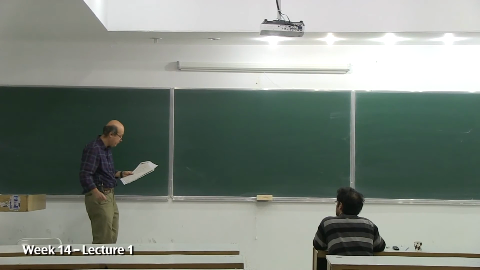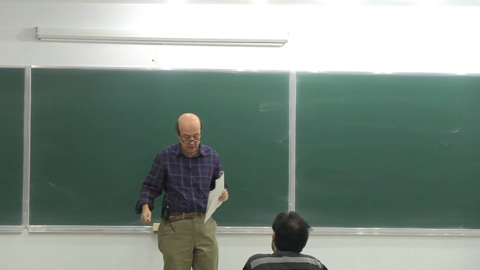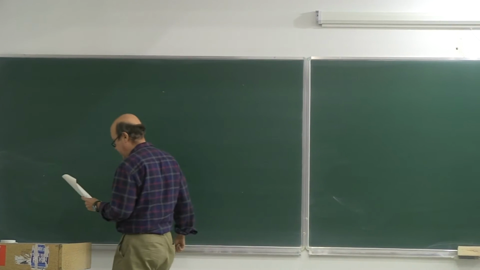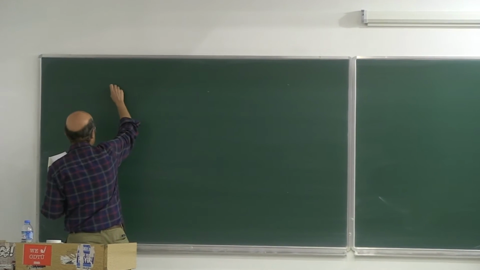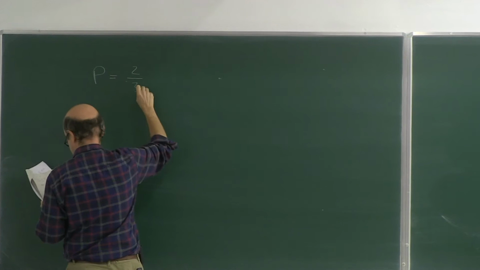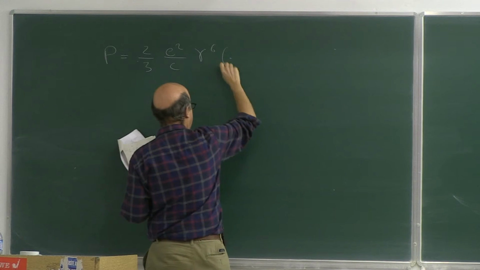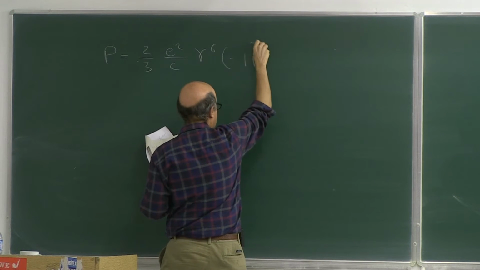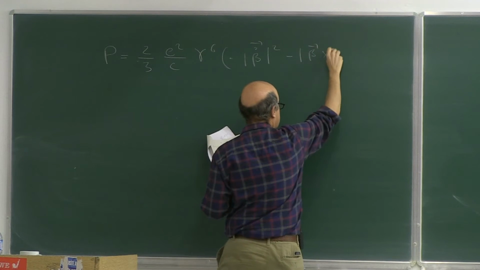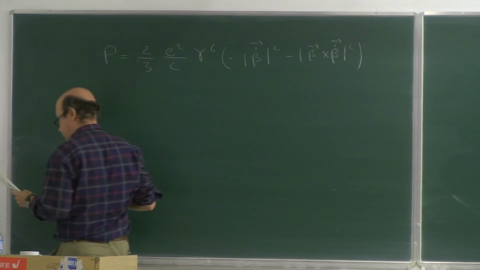Okay, last time we studied the total emitted power from a relativistically moving and accelerated charge. The formula we derived was 2/3 e²/c γ⁶ [(β dot)² − (β × β dot)²]. So that was the result.